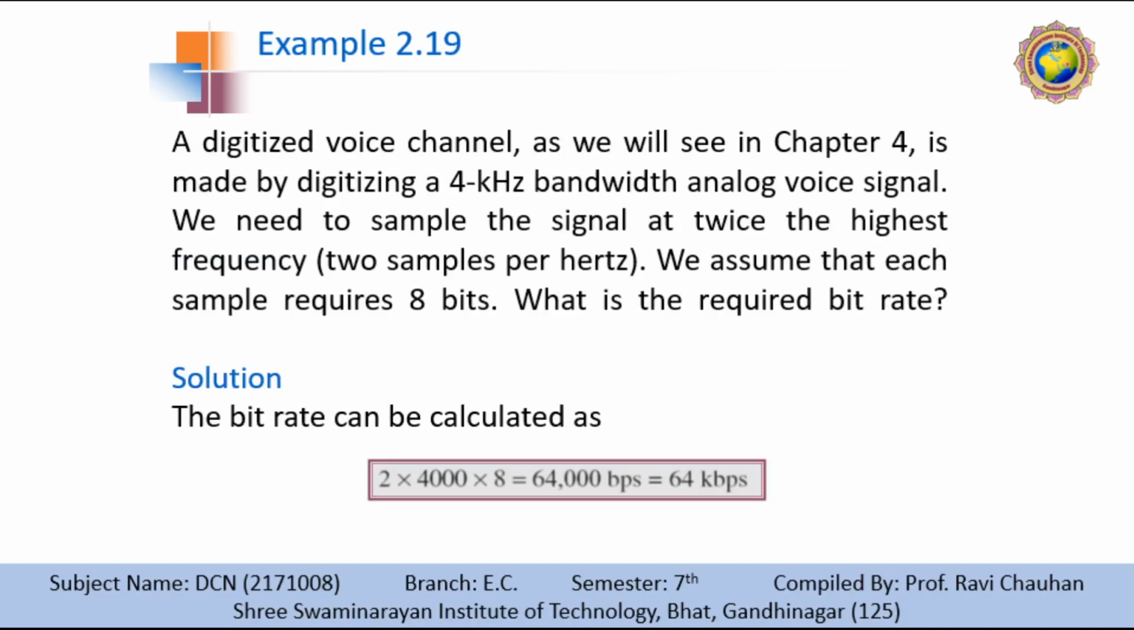A digitized voice channel, as we will see in chapter 4, is made by digitizing a 4 kHz bandwidth analog voice signal. We need to sample the signal at twice the highest frequency, that is 2 samples per hertz. We assume that each sample requires 8 bits. What is the required bit rate? The bit rate can be calculated as 2 into 4000 into 8, which is equal to 64 kbps.